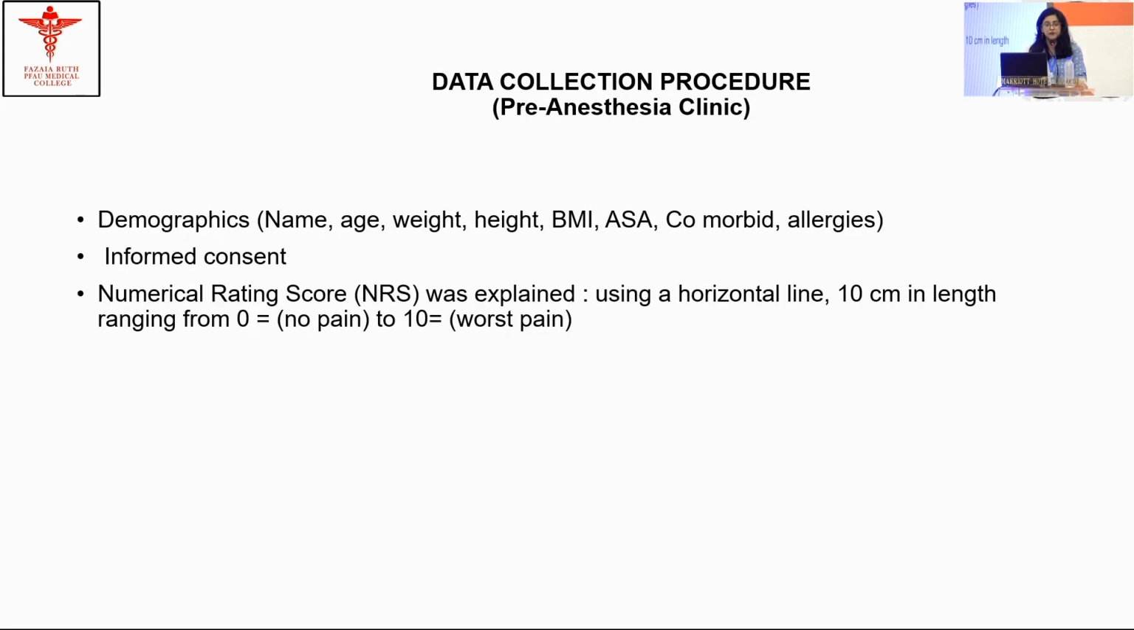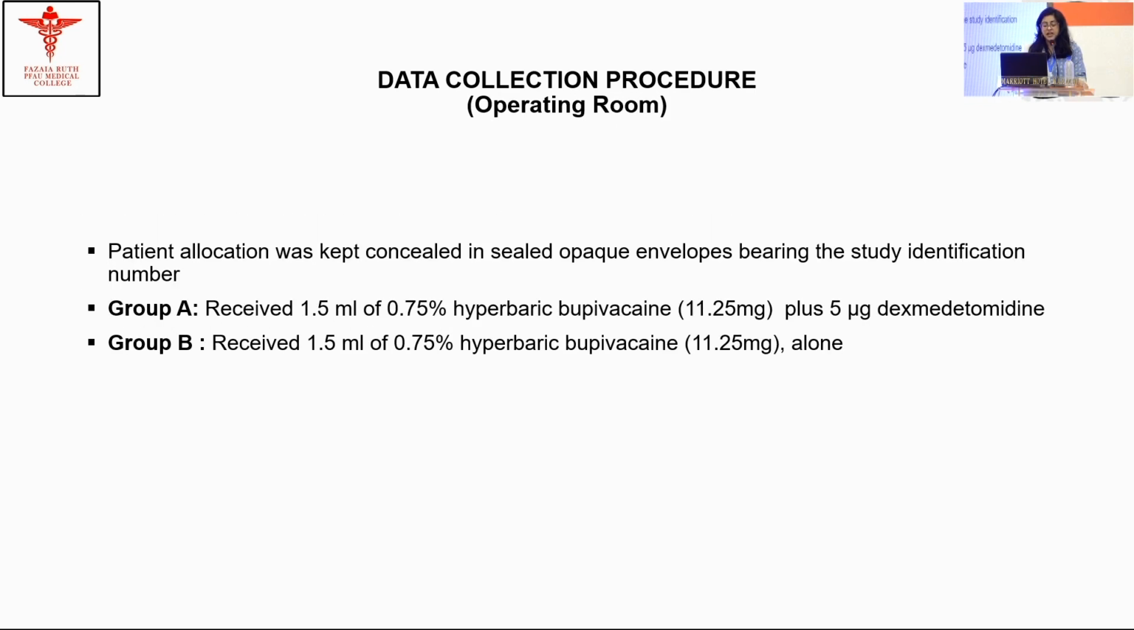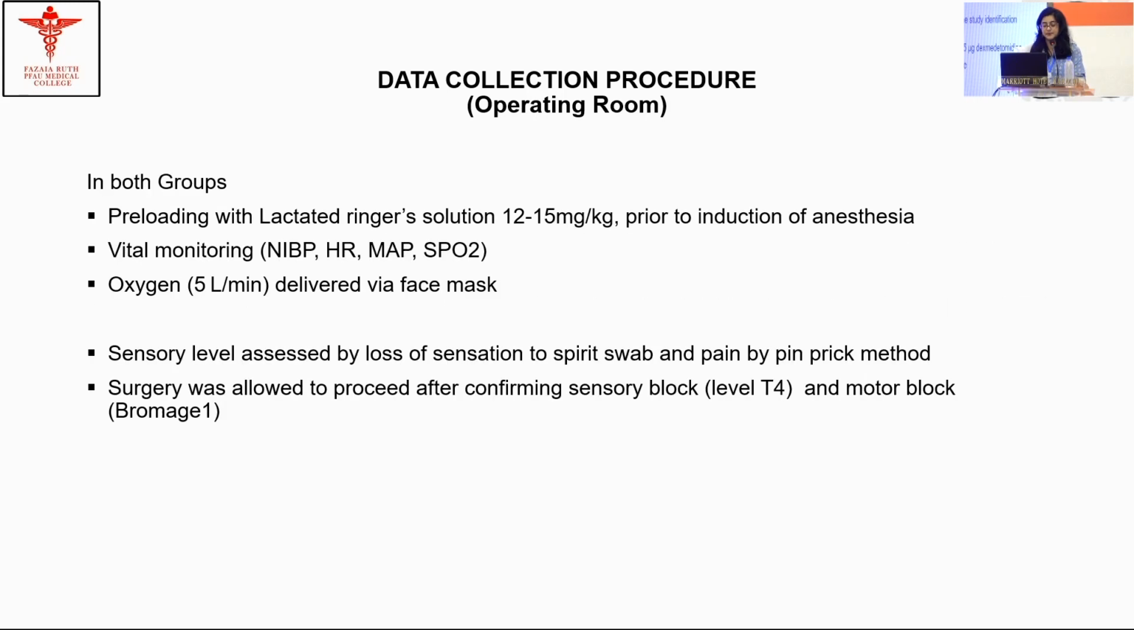Demographics were noted, informed consent was taken, and the numerical rating score was explained to the patient, where 0 meant no pain and 10 was the worst pain. Patient allocation was kept concealed in sealed opaque envelopes bearing the study identification number. Group A received 1.5 ml of 0.75% hyperbaric bupivacaine plus 5 mcg dexmedetomidine. Group B received 1.5 ml of 0.75% hyperbaric bupivacaine alone.